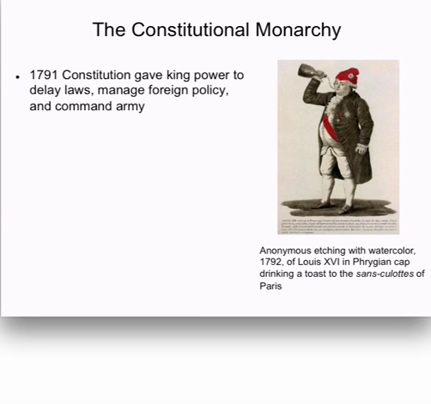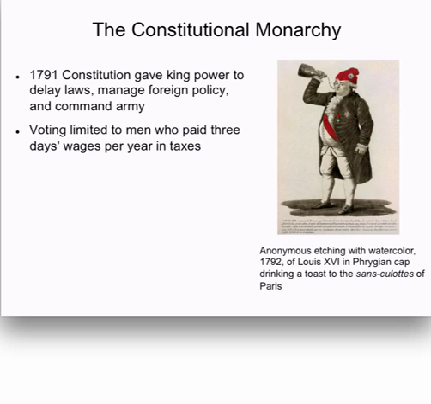He was also given the job of managing foreign policy and commanding the army. So this is what we call a constitutional monarchy, kind of like England today, where you basically do have a king or queen, but his or her role is mostly symbolic. This 1791 Constitution was somewhat conservative in other ways, too.